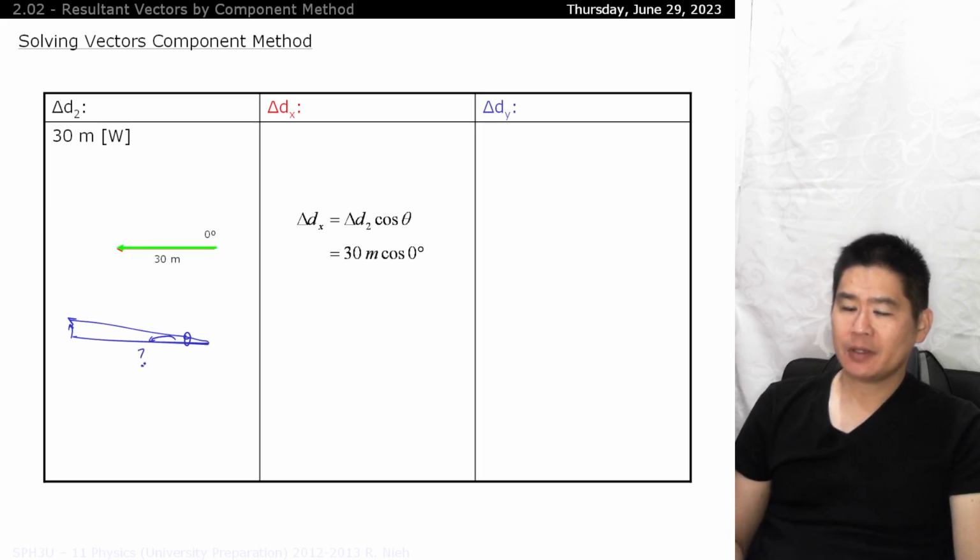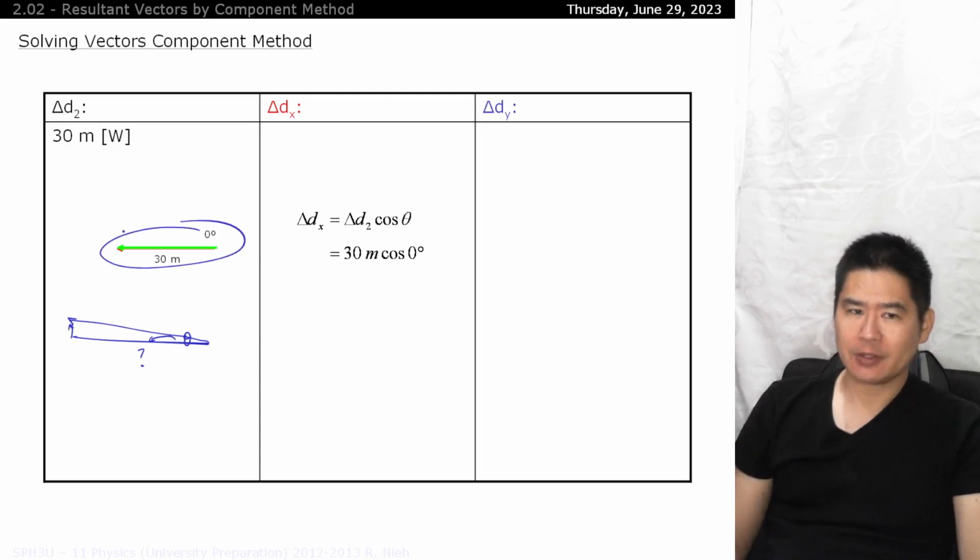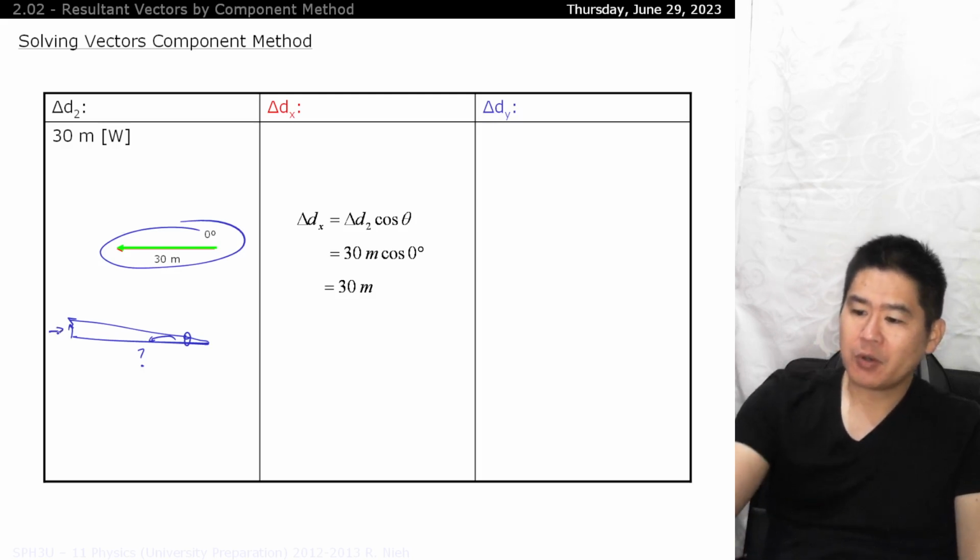Crunch the numbers in, and I hope you memorize this by now. Cosine of 0 will always give you 1, as in 100%. After all, when you look at this triangle over here, the side length, or the adjacent side, is 100% the length of the hypotenuse. So that's why it's going to be 30 times 1, or 30 times 100%. Well, let's rinse and repeat for the vertical component.